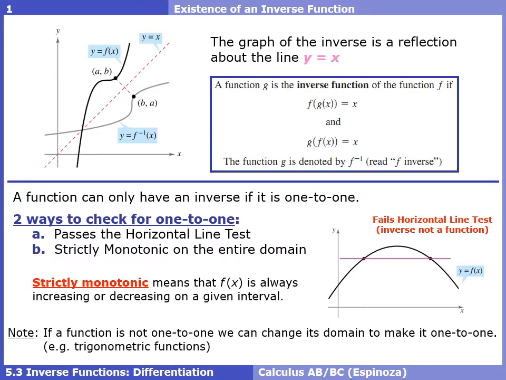One note to make is that if a function is not 1-to-1, then we can change its domain to make it 1-to-1. Usually that'll happen in trig functions, but even if you imagine using this parabola as an example, if we were to take this parabola and erase, so to speak, the left side of it, in other words, if we restrict its domain to just this side of the parabola, then it would pass the horizontal line test. So if a function isn't one-to-one, we can make it one-to-one by restricting its domain.